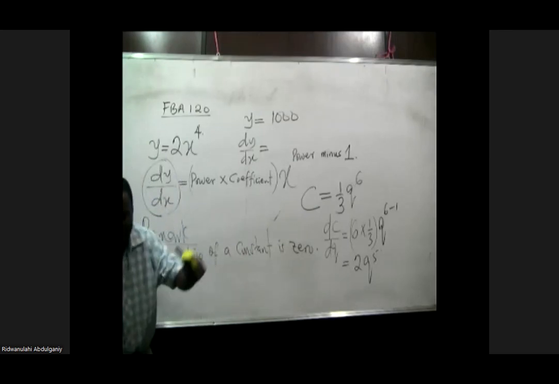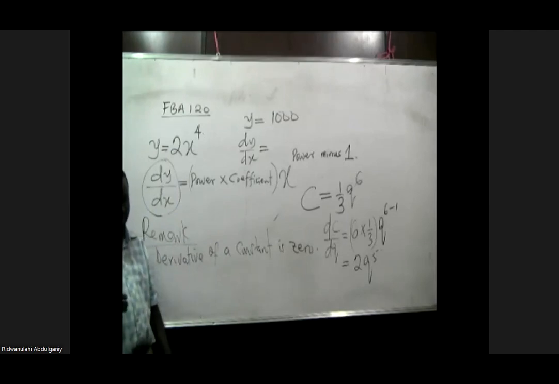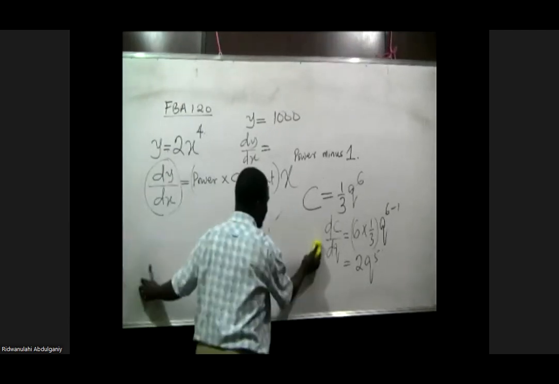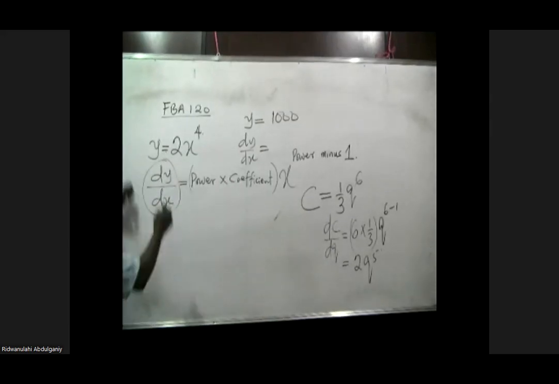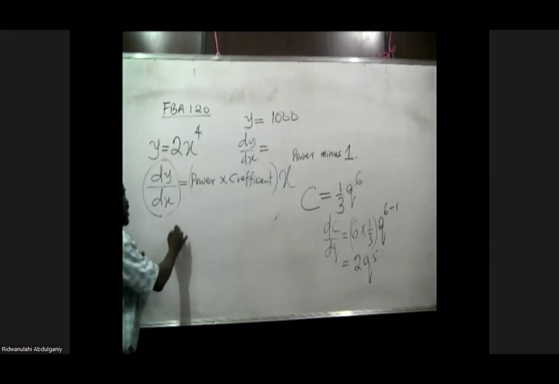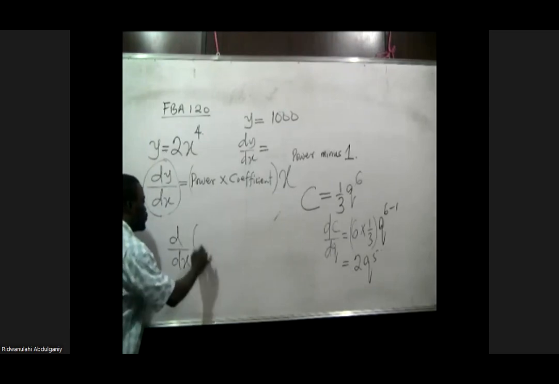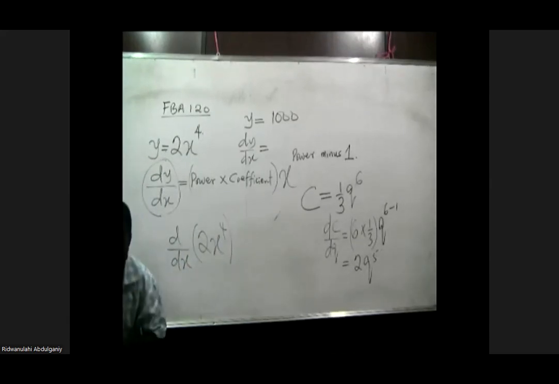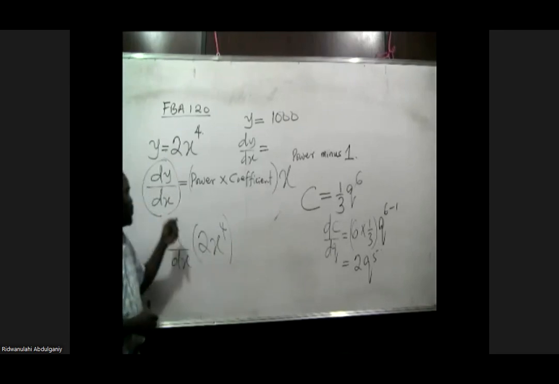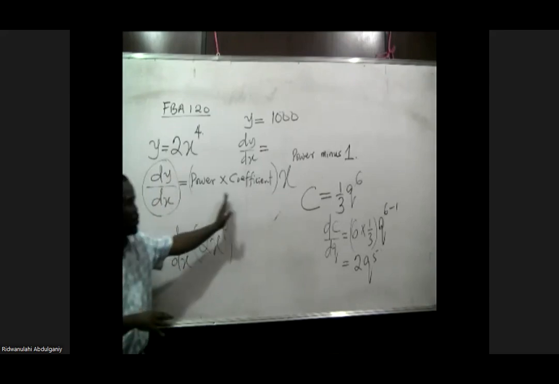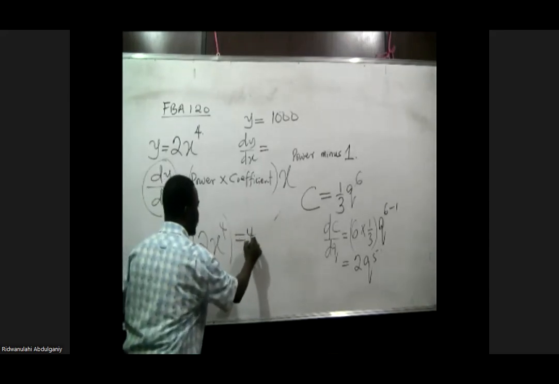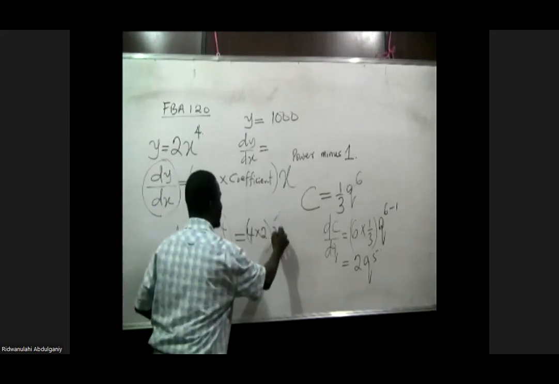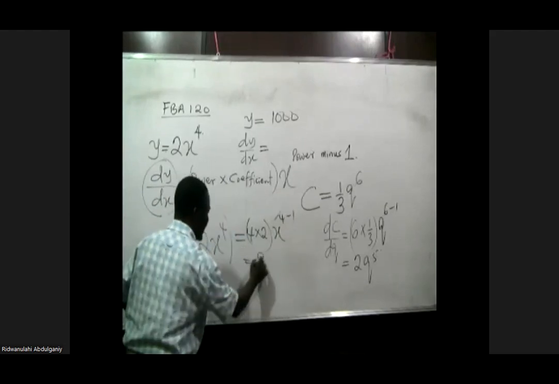Now that we understand the basic thing, let me now take notation. If I don't want to write that question as y equals 2x raised to power 4, I can write it as d/dx of 2x raised to power 4. You don't need to disturb yourself. It means the same thing. Only that the final result here will not be written as dy/dx. What is the answer? The answer is 4 times 2x raised to power 4 minus 1, which is 8x cubed.